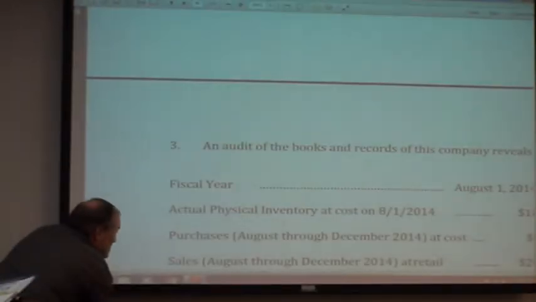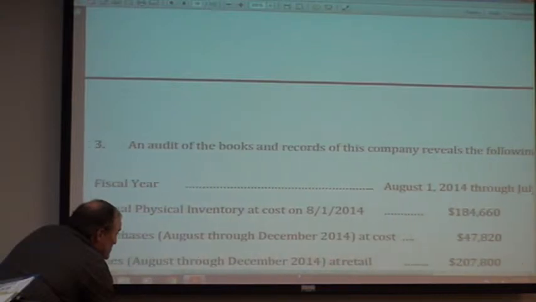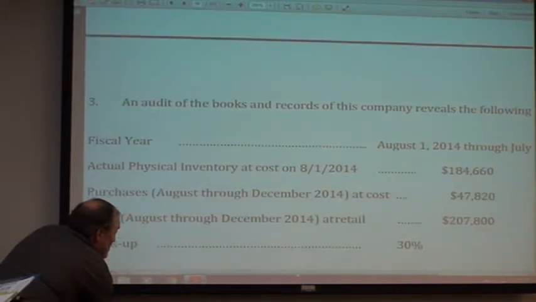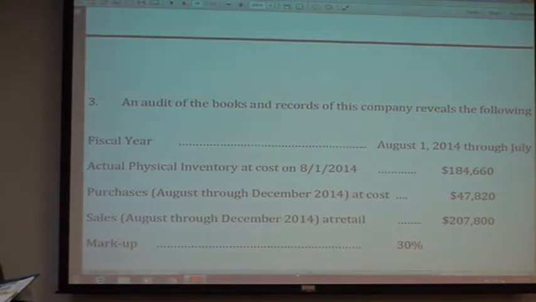Is it big enough for you to see? I can't really see right there. Is that better? Y'all can probably see it fine now.